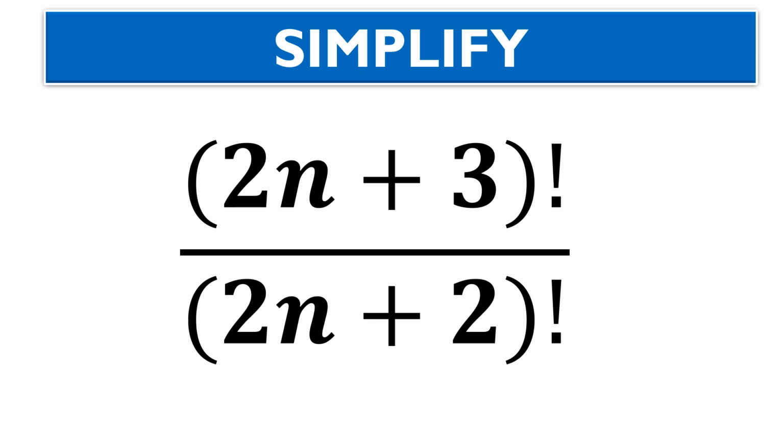We will be simplifying this particular factorial expression, which has (2n + 3) factorial divided by (2n + 2) factorial. So we will be simplifying this factorial expression.